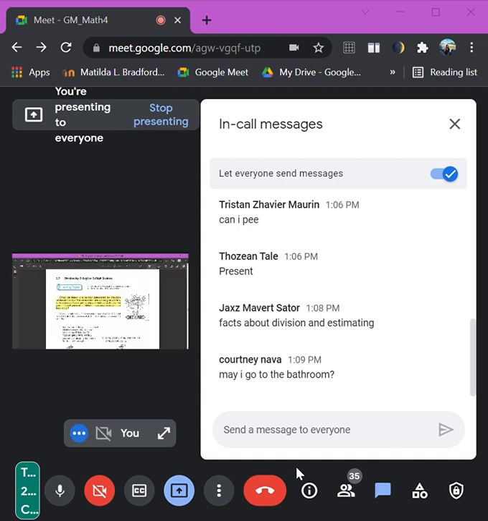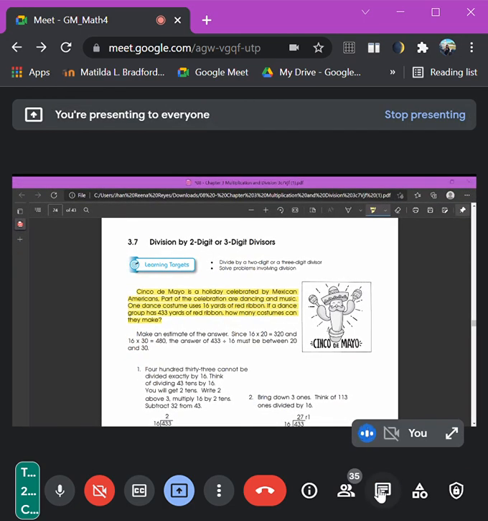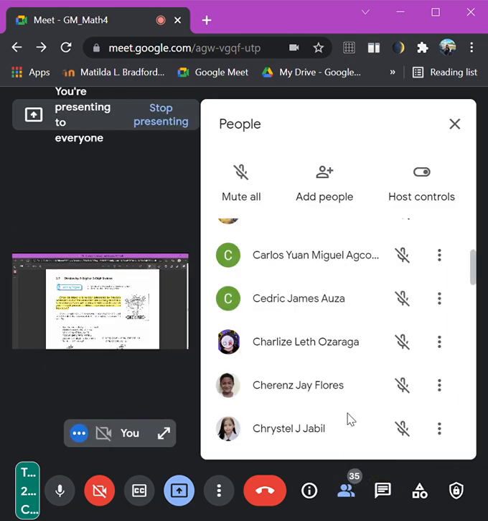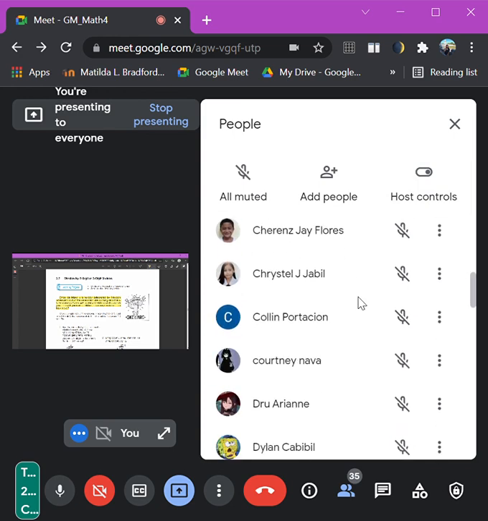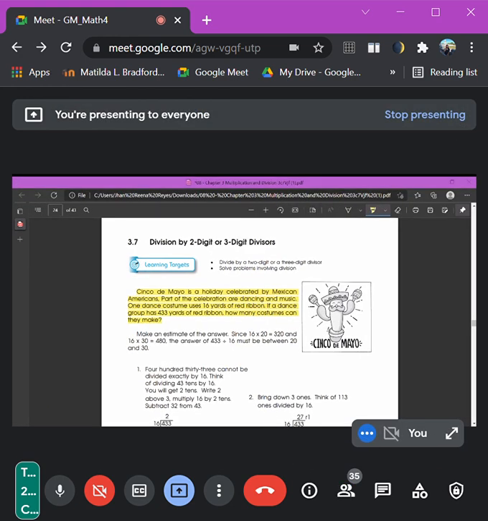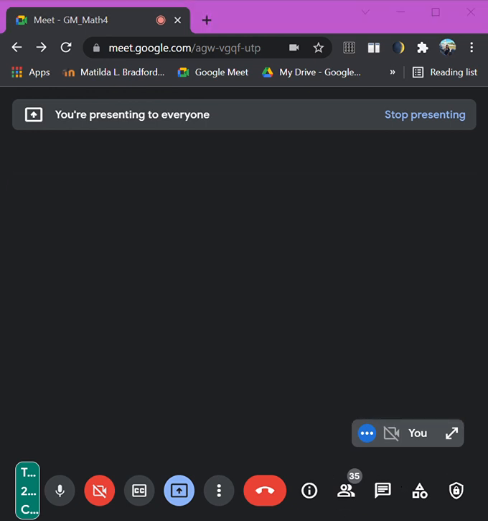Please read the highlighted problem. Cinco de Mayo is a holiday celebrated by Mexican Americans. Part of the celebration are dancing and music. One dance costume uses 16 yards of red ribbon. If a dance group has 433 yards of red ribbon, how many costumes can they make?